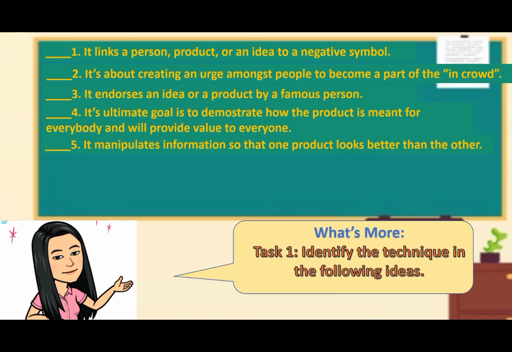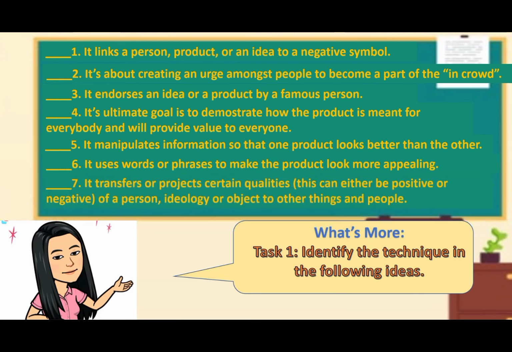5. It manipulates information so that one product looks better than the other. 6. It uses words or phrases to make the product look more appealing. 7. It transfers or projects certain qualities. This can either be positive or negative of a person, ideology, or object to other things and people.